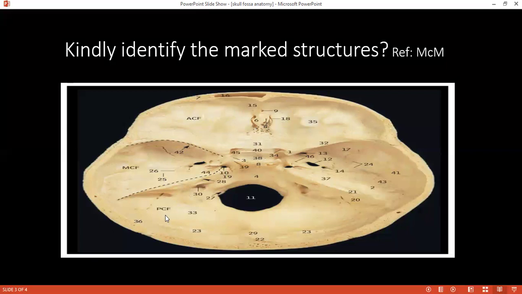Can you tell me the boundary of the posterior cranial fossa? Okay, it will be from the petrous part of the temporal bone and clivus, till the internal occipital protuberance. Anteriorly, the line of the petrous part of the temporal bone and clivus. And posteriorly, this is the occipital protuberance.